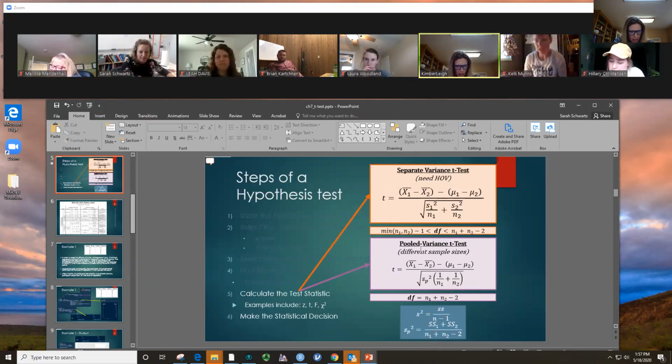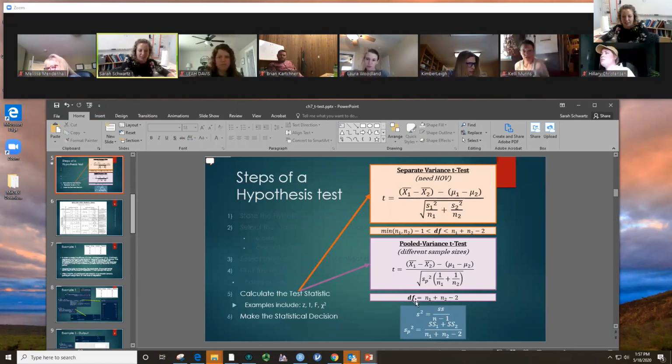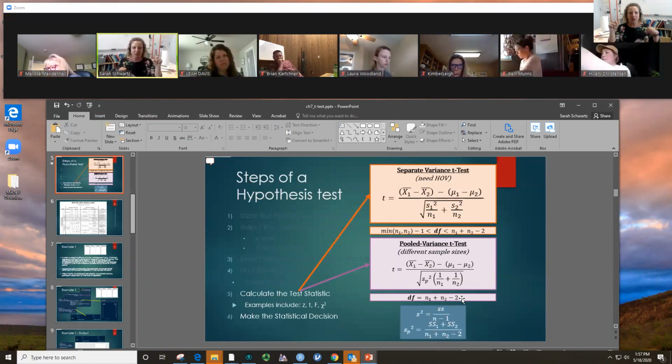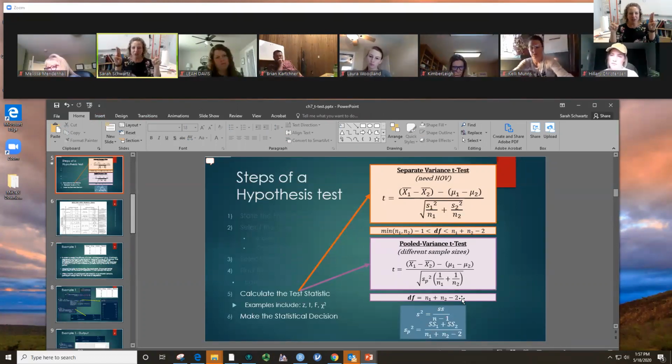Yeah, I think they just got flip-flopped. The pooled variance has easy degrees of freedom. It's the combined sample size minus 2. Now, I thought degrees of freedom were minus 1. Well, when you have one group, you minus 1. And when you have two groups, you have to minus 2 from the combined sample size. With separate variance tests, you have to do something more complicated.